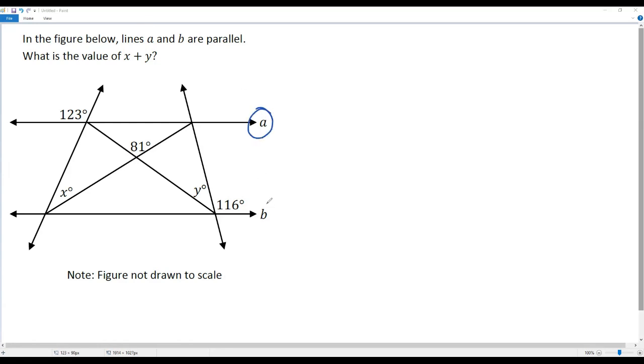Since the lines A and B are parallel, we can consider this line as a transversal and this line also as a transversal. Okay, now let's consider the angle measured over here. There is 123 degrees. What is the measure of the angle over here? So this one also is 123 degrees because this angle and this angle are vertical angles. They are equal to each other.